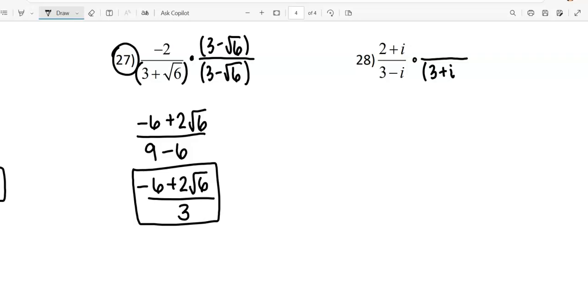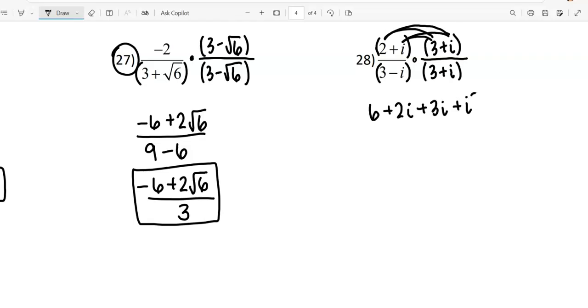3 plus i. I'm going to put parentheses around the top and bottom of my fractions to begin with so that I remember that this is a binomial times a binomial. You'll be doing 4 terms. And so 2 times 3 in the numerator will be 6. 2 times i is a positive 2i. i times 3 is a positive 3i, and i times i is a positive i squared.